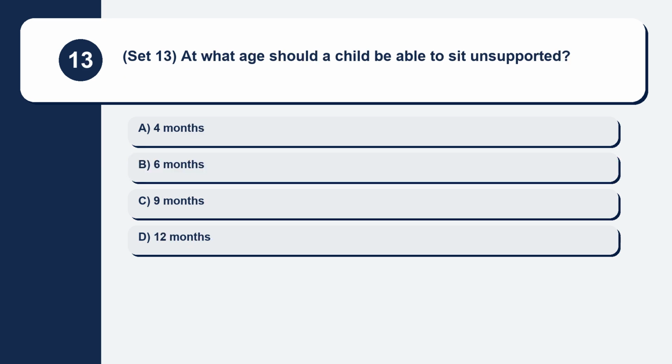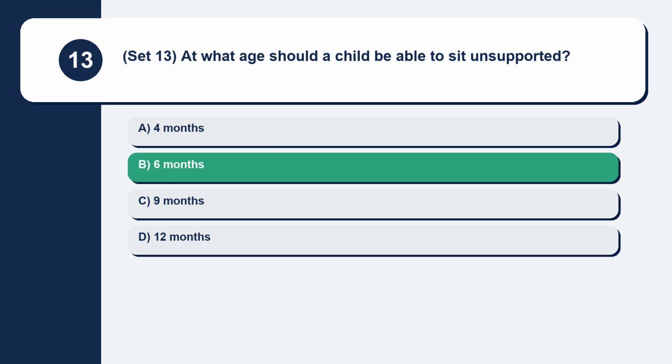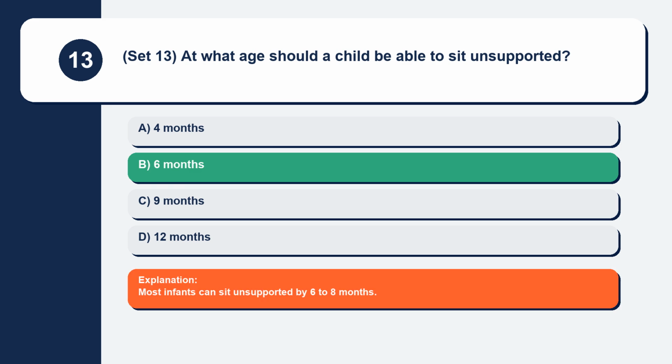Question 13. Set 13, at what age should a child be able to sit unsupported? 4 months, 6 months, 9 months, 12 months. Most infants can sit unsupported by 6 to 8 months.